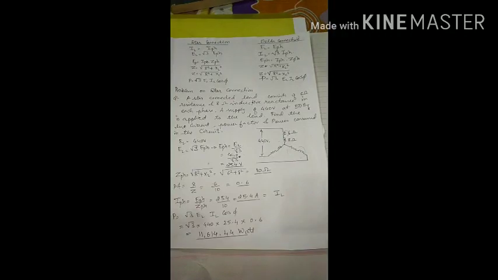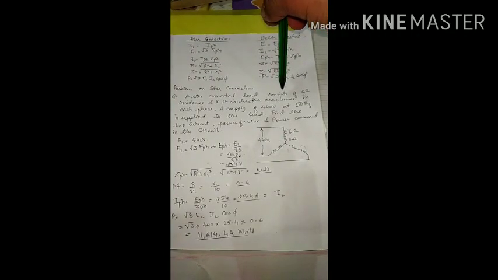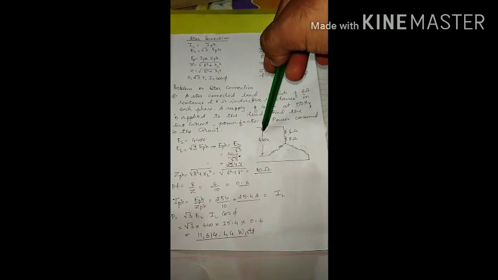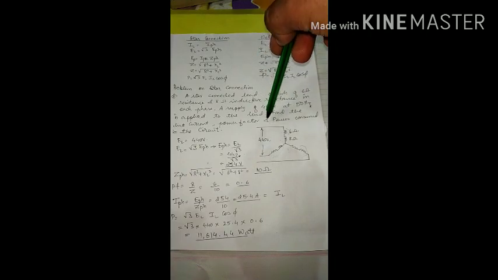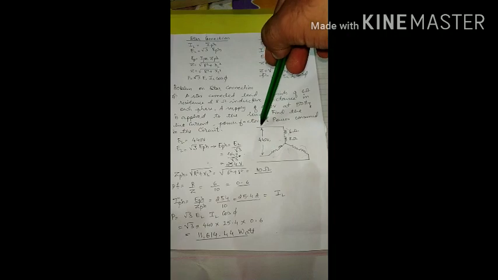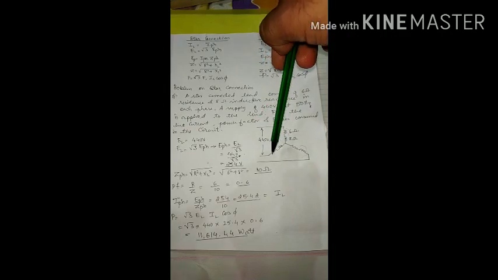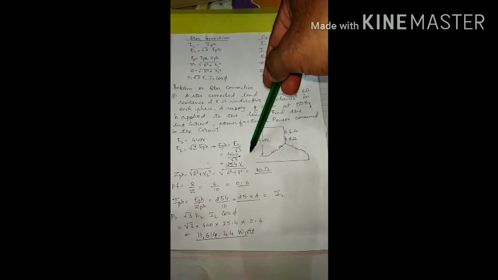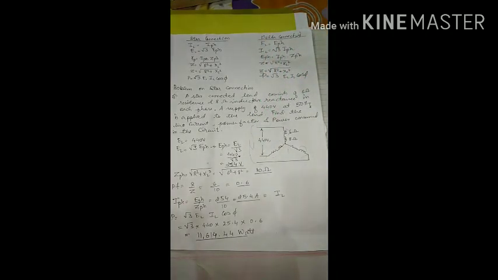A supply of 440 volt is applied at 50 Hertz to the load side. So between the two lines we have a voltage of 440 volt. Between these two also it is 440. So throughout it is 440 only.